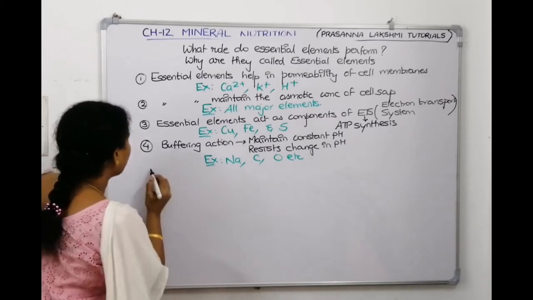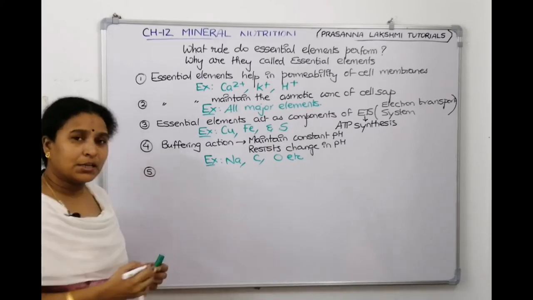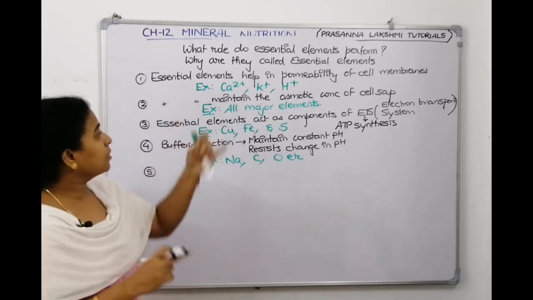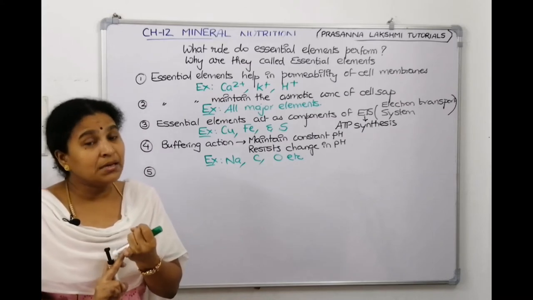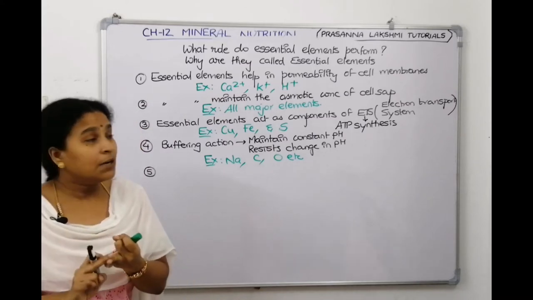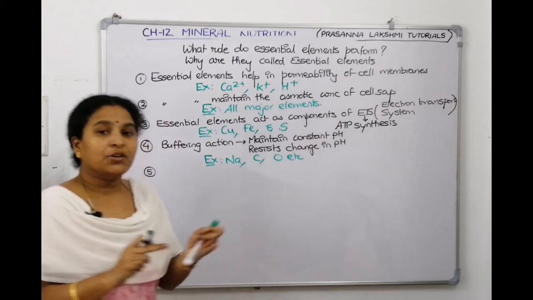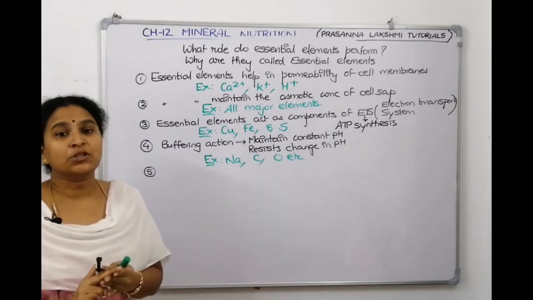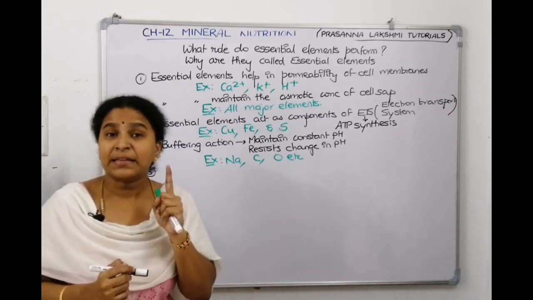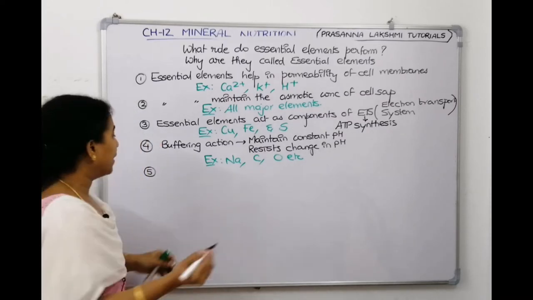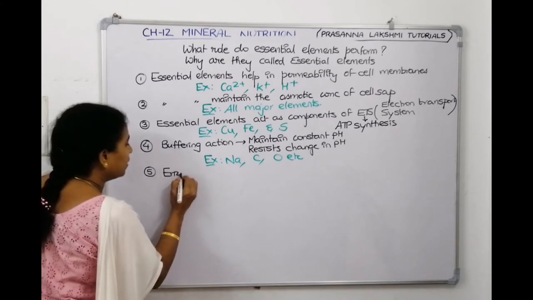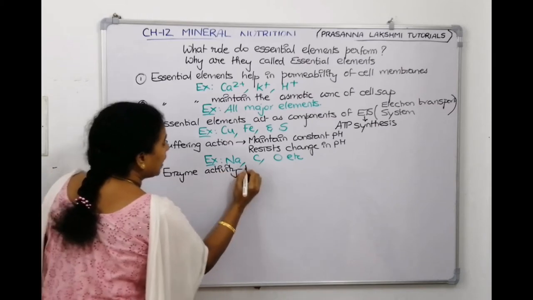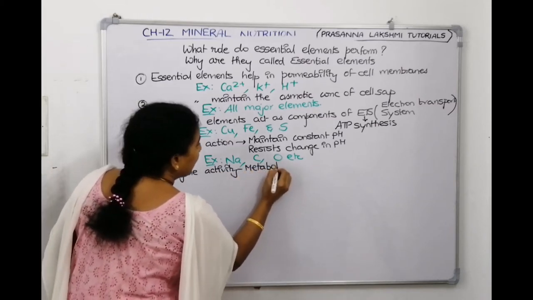So then the next function, see how many functions we are telling. That is why they are called essential elements. They are doing so many functions. First function, they increase the permeability. Second function, they maintain the osmotic concentration. Third function, they are components of the electron transport system. Fourth function, they are helping in buffering action. Next one, they help in enzymatic activity also. They help in plant metabolism also. They help in maintaining enzyme activity, which means they are participating in metabolism.